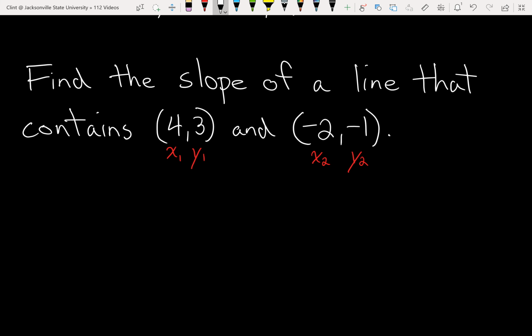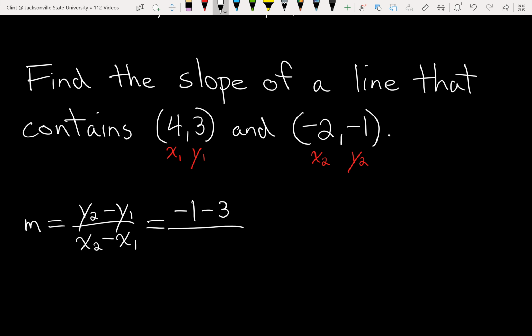Okay. So here's our formula again. I'll write it down again: y2 minus y1 over x2 minus x1. You don't have to worry about memorizing this formula. I will give it to you. You just need to know how to use it. So y2 is -1. Then the formula says minus y1, which is 3. So we got -1 minus 3. And then we got x2, which is -2, minus x1, which is 4.